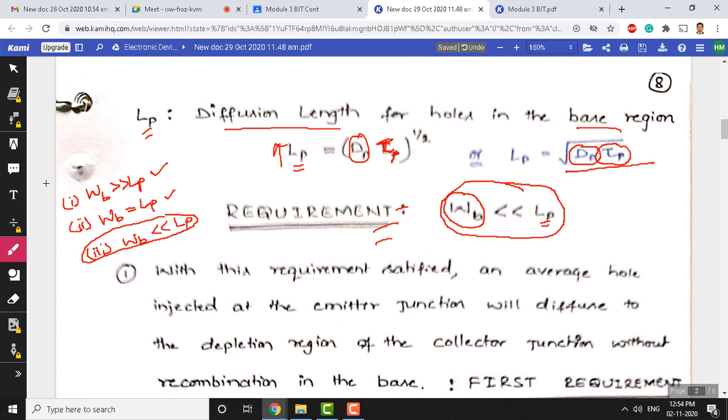So, there are 3 conditions which I will be discussing in the next class. What happens when WB is far greater than LP? LP is nothing but the diffusion length for holes. So, there are 3 cases here. One is WB far greater than LP, WB exactly equal to LP. The last condition is WB very much less than LP. Of course, this condition is most widely used: when you make the base width WB very much less than the diffusion length, you will have less base current, and maximum current emitted from the emitter reaches the collector. But for the other 2 cases, we will discuss what the consequences are within the BJT in the coming class.